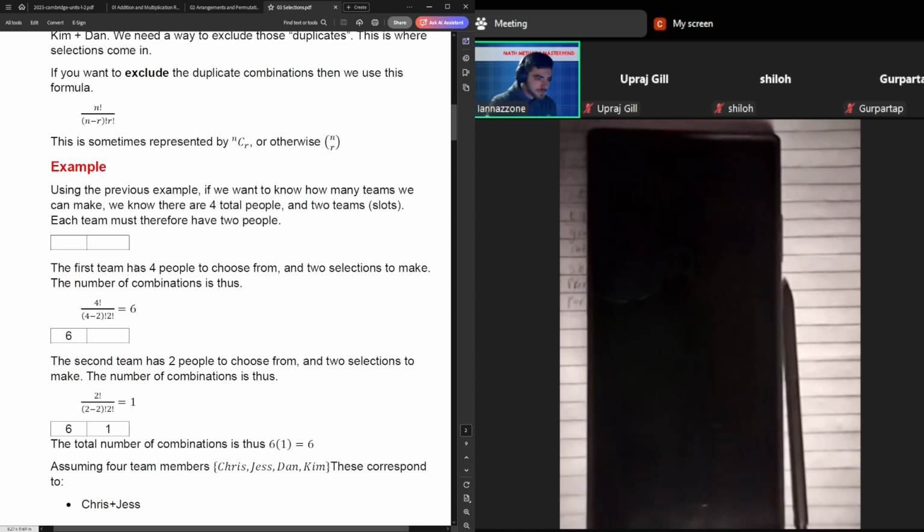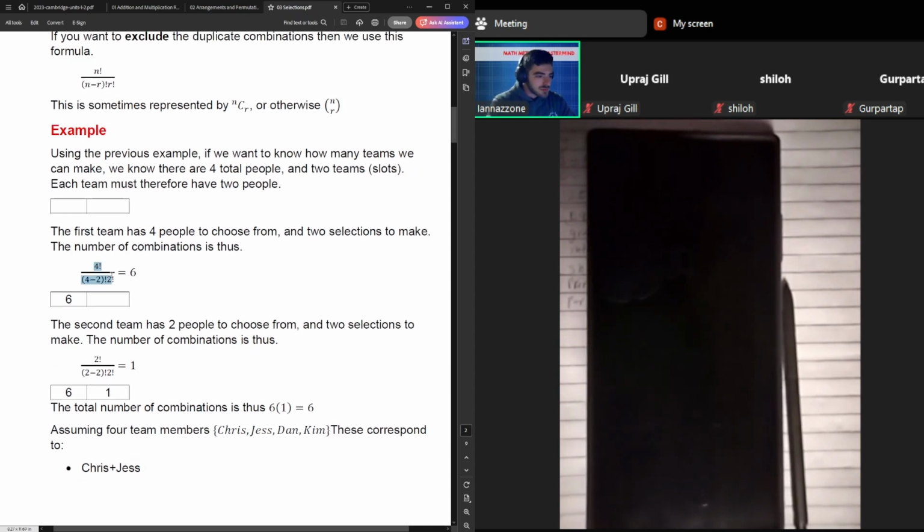In this case, the first team would have 4 people to choose from and 2 selections to make, right? If you've got 4 people, you have to have teams of 2. We're assuming even sized teams. So you would simply put in n equals 4 and r equals 2. n equals 4 because that's the number of people you have available, and r equals 2 because that's the number you're choosing from that sample size. If you simplify that all the way down, you'll get 6, hence the first choice in our sequence is going to be 6.